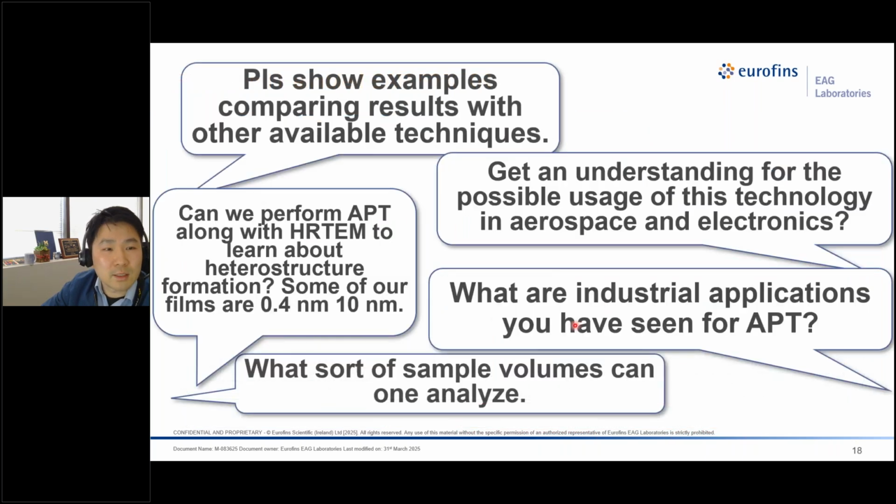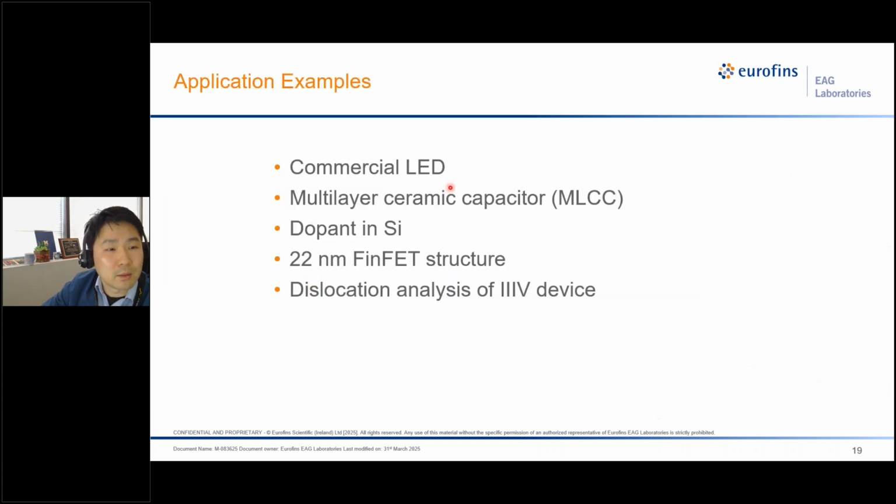So now let's take a look at some real applications. We received several questions about where the atom probe has been used and what sort of volume atom probe can analyze. It actually depends on the type of material, and there is much interest in measuring heterojunction structures with thin layers. So from now, I'm going to show you 5 examples.